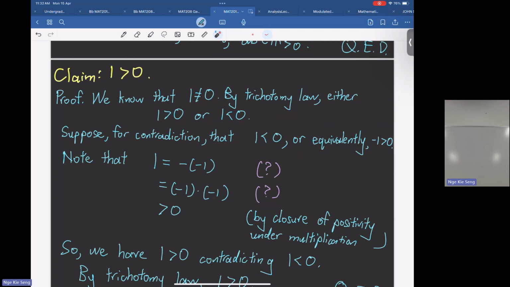So in this case here, you have 1 greater than 0 and 1 less than 0. 1 greater than 0 is the negation of 1 less than 0. So there's a contradiction here. So 1 less than 0 cannot happen. So 1 has to be greater than 0. Does it make sense?